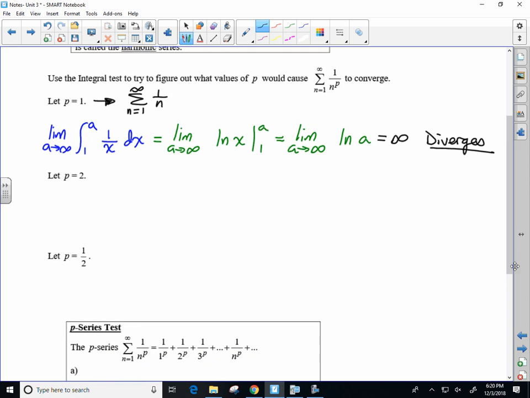All right. So when we formally define this in the p-series test at the bottom, we'll reflect back to this and say, okay, when the p-value is equal to 1, we got a divergent situation. All right. So let's see what happens when the p-value is equal to 2. In terms of the setup, not much difference, but we will end up with a completely different antiderivative.